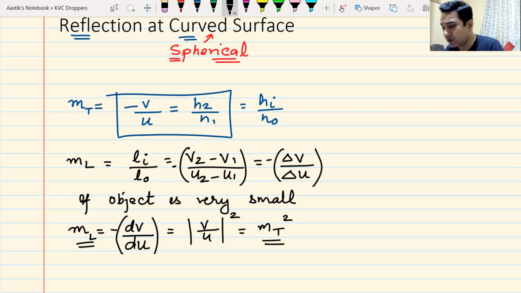Remember, this is only for small objects. For large objects, ML, the longitudinal magnification, is V2 minus V1 divided by U2 minus U1. For a small object it becomes minus dV by dU, and that becomes (V by U) squared. That becomes MT squared. So longitudinal magnification, in terms of value, is the square of the transverse magnification. I'll give you a minute to note this down. Okay, sir.